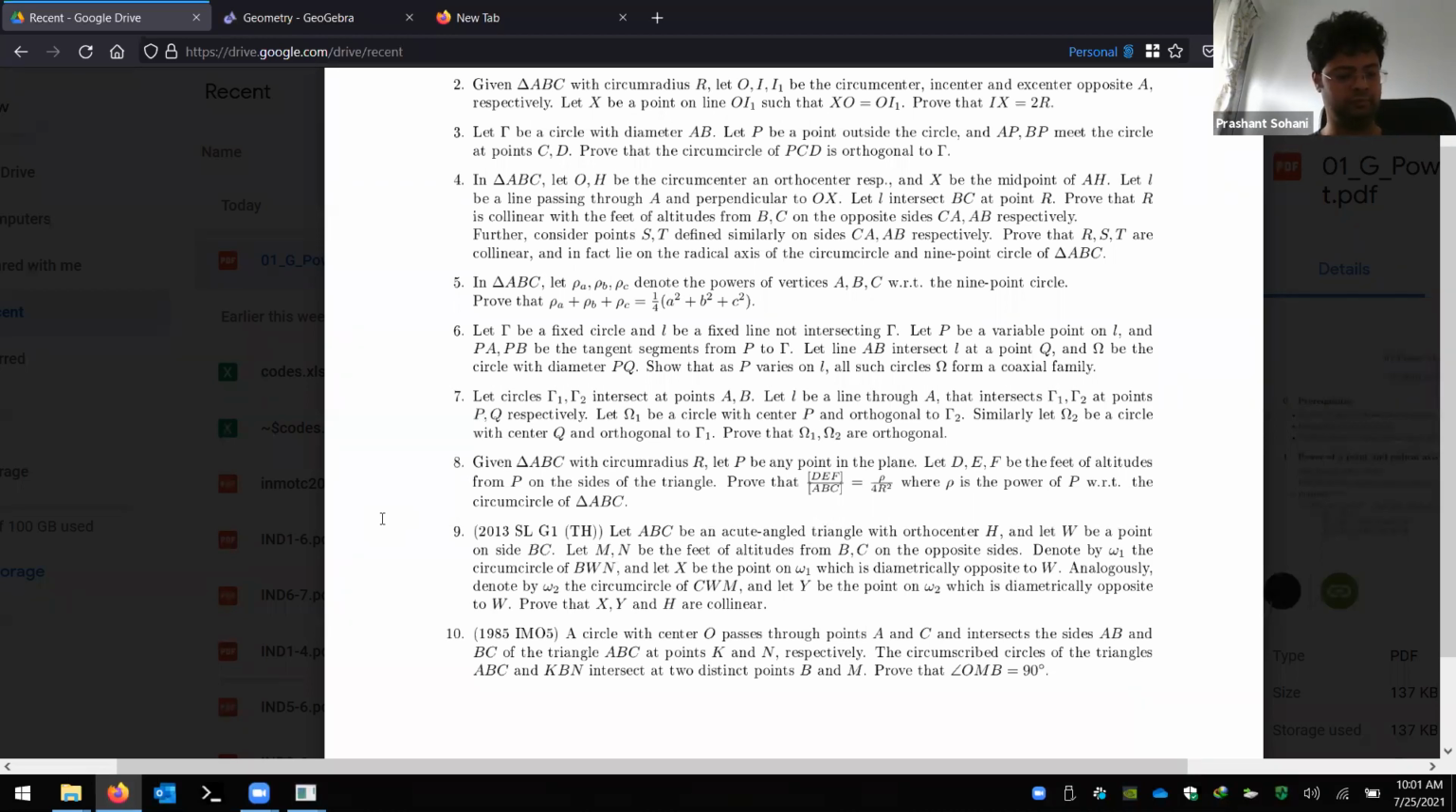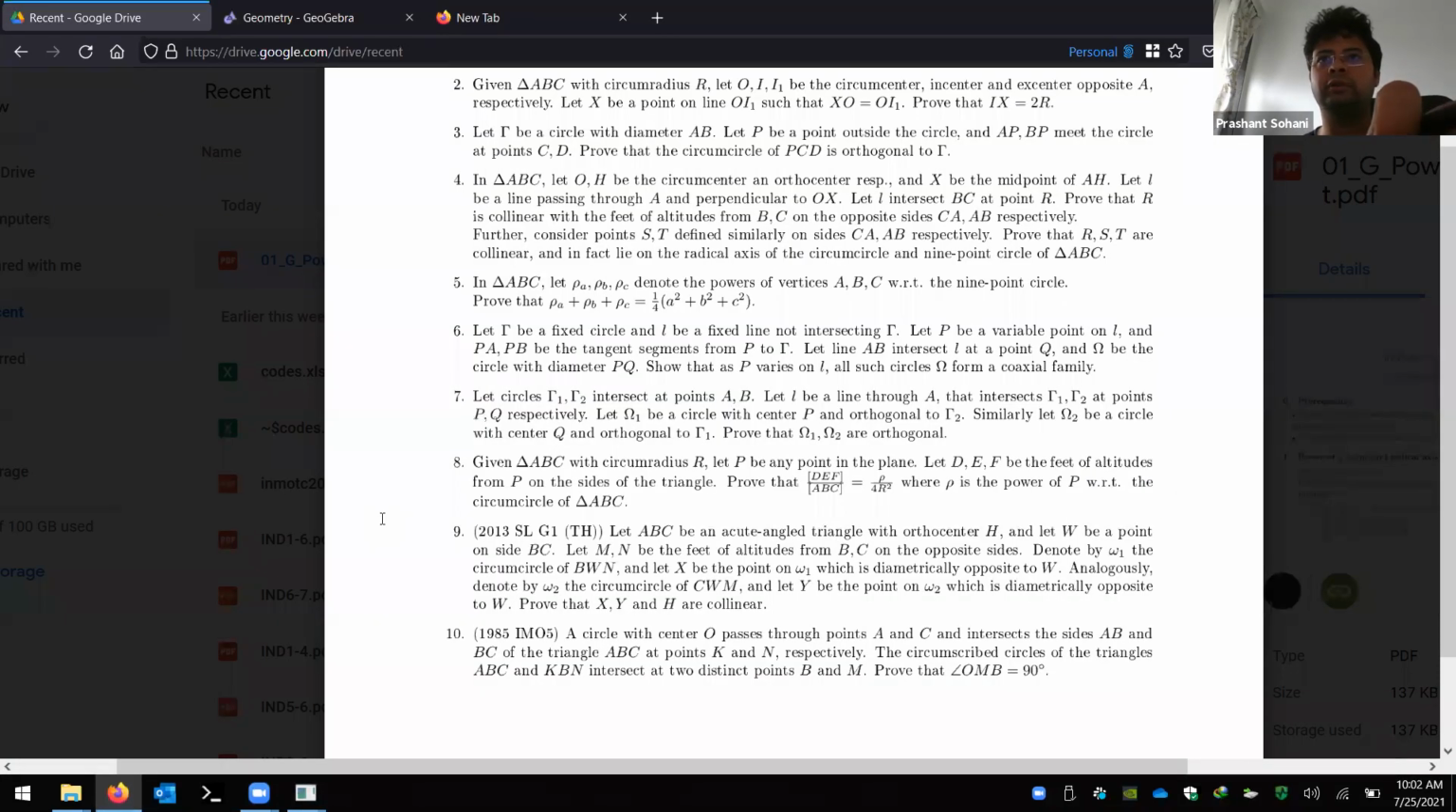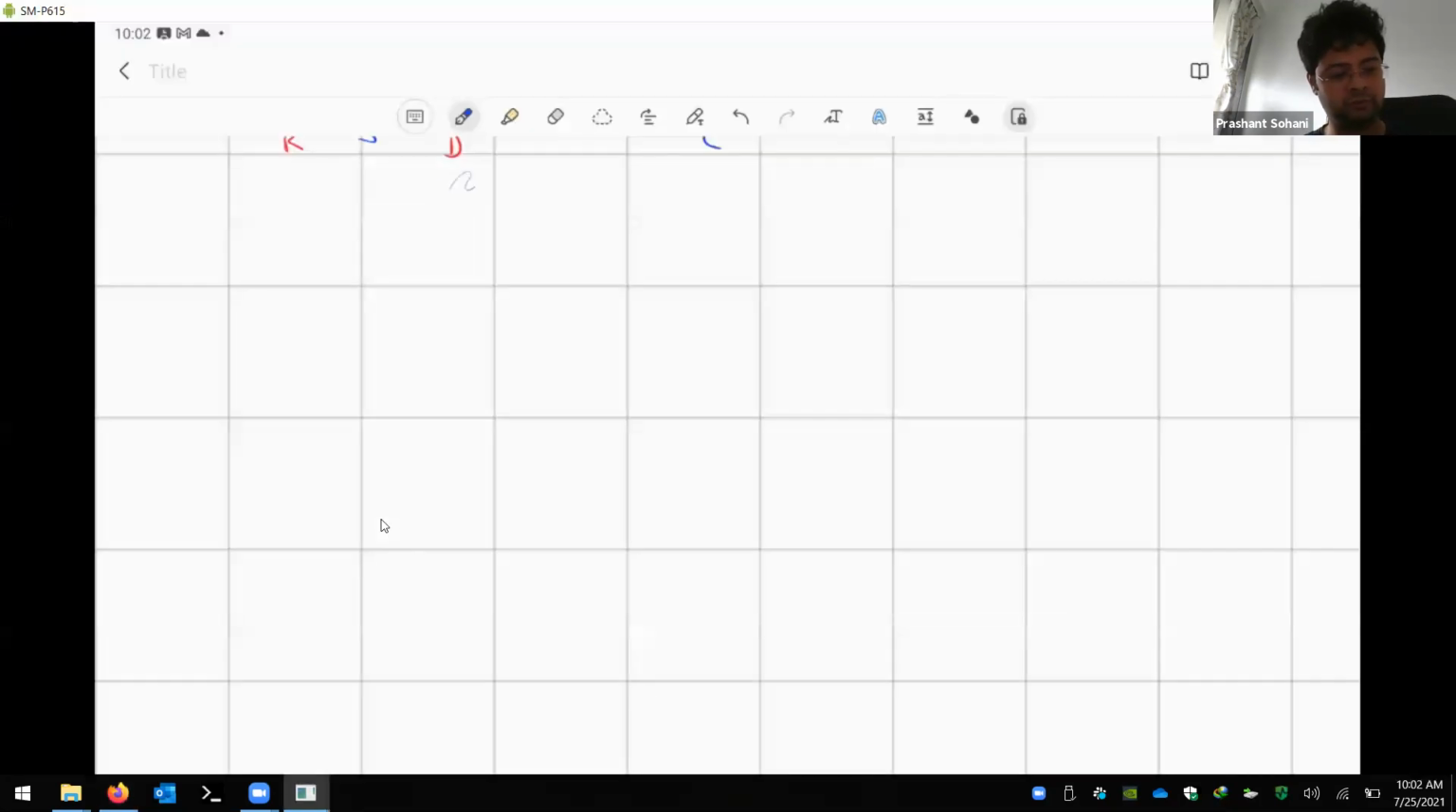Okay. So this is probably more of a computational problem, but again, the point is not just to do the calculation, but to do it efficiently. So we want to find the power of each vertex with respect to the 9-point circle and add them. The 9-point circle has so many points, 9 points to be precise. So which of them do we use to find the power so that the calculations become the most efficient? Let's say we want to find the power of point A with respect to the 9-point circle.